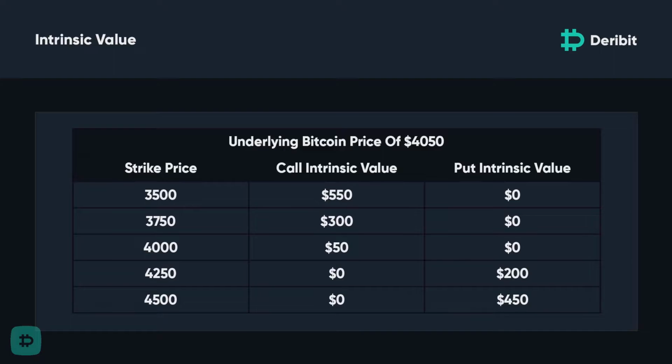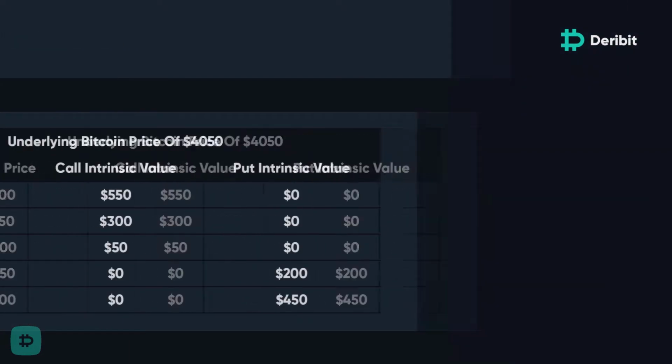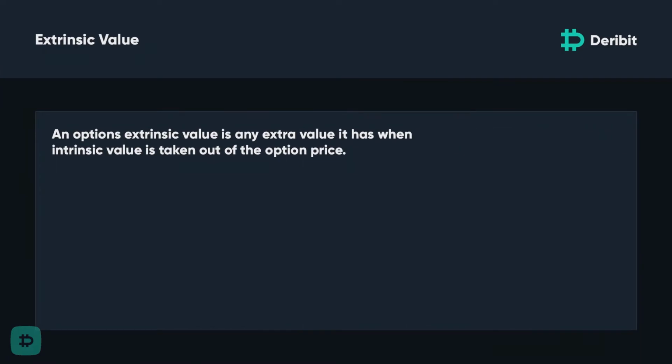We've discussed an option's intrinsic value, but there are also other factors which should be taken into account when an option contract is being quoted: the extrinsic value. You see, an option's extrinsic value is any extra value it has when intrinsic value is taken out of the option price. As a function, extrinsic value is the option price minus the intrinsic value.